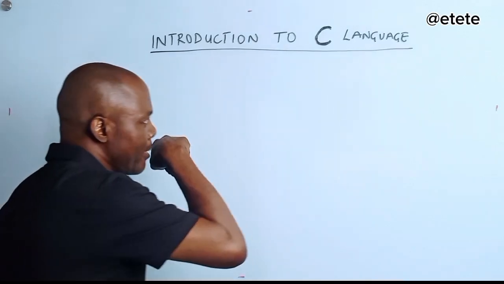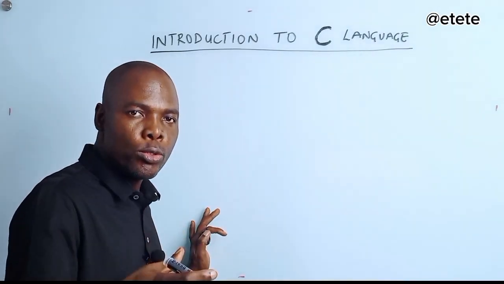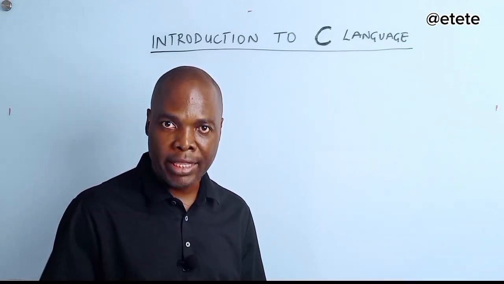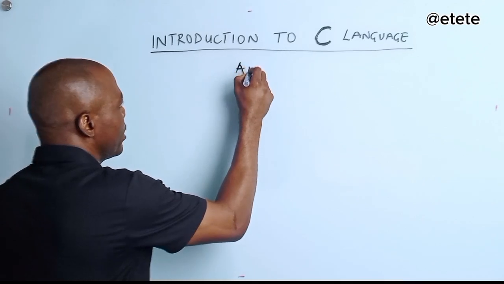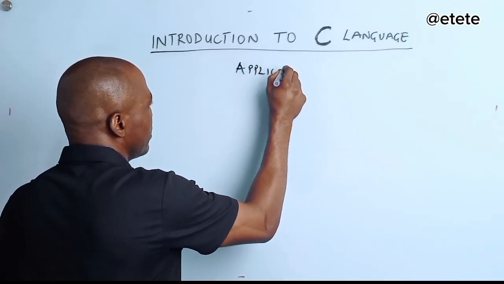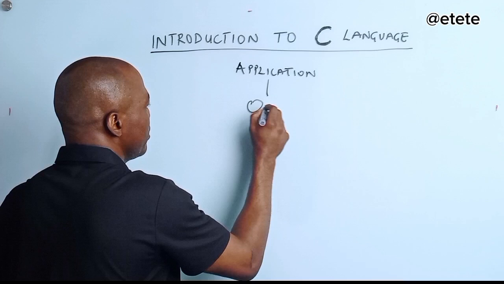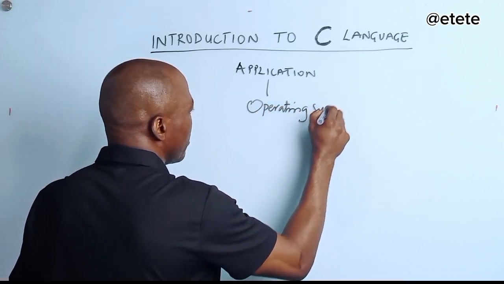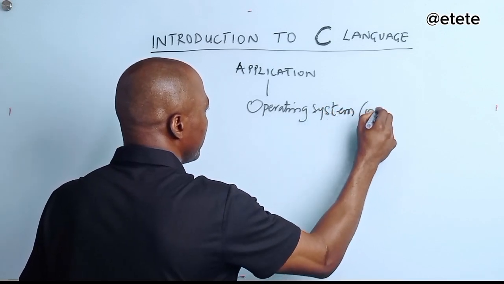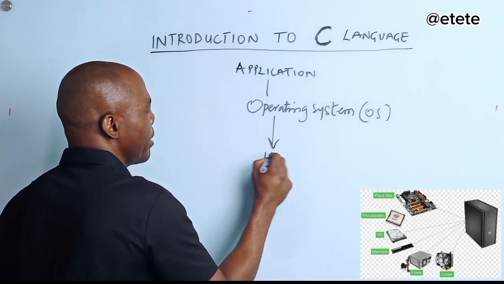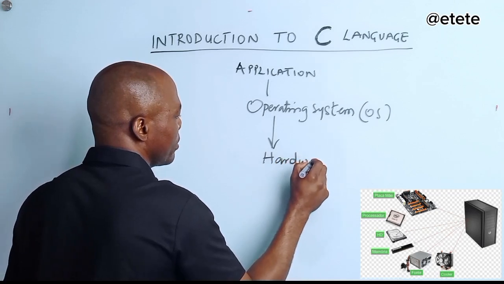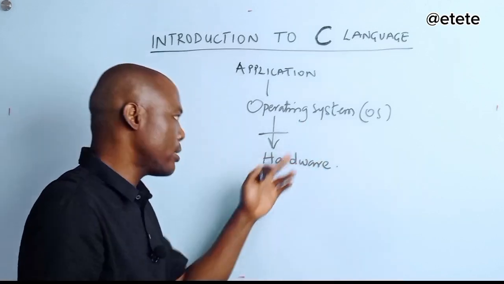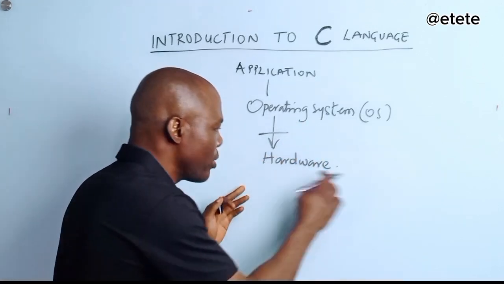Now, what am I saying? In the computer that you use, there are so many things that play out there. There is the application, there is the operating system, and then there is the hardware. So you have the application, then you have the operating system, that is the OS, and then you have the hardware. Yeah, there are other things. You can have the drivers, and then you can also have the firmware, but you're looking at the hardware.